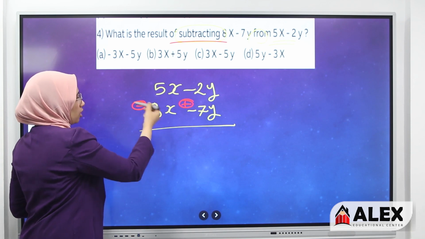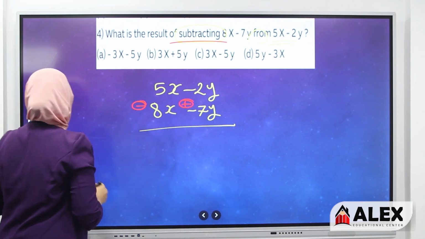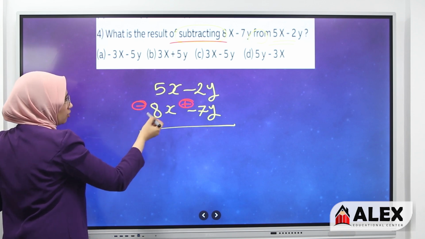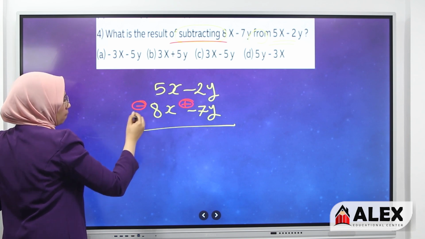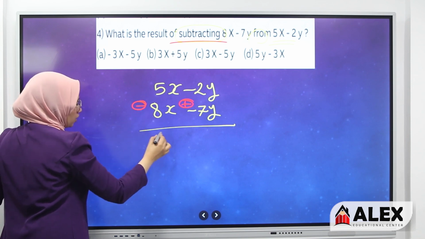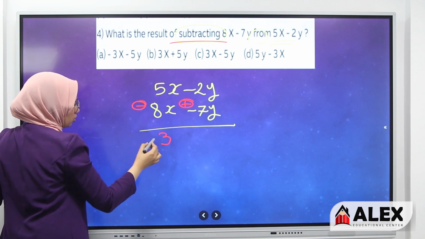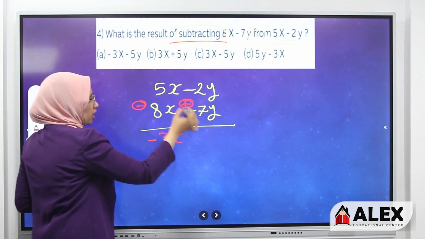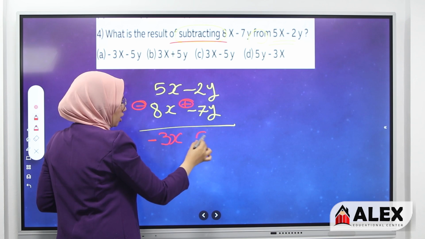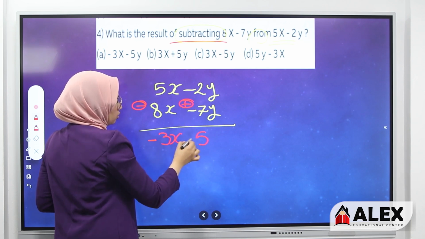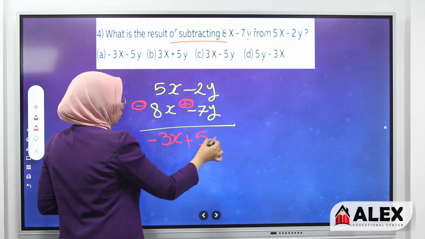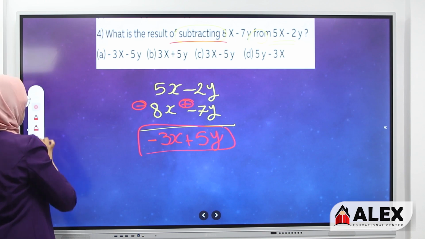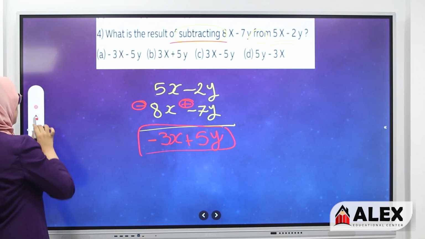Every positive sign becomes negative, and negative becomes what? Positive. Then positive 5x and negative 8x make what? 8 minus 5 equals 3, and we put the sign of the greater number, negative x. Positive and negative: 7 minus 2 becomes 5, and we put what? Positive y. Here we have negative 3x and positive 5y.